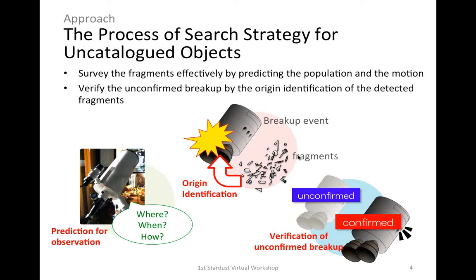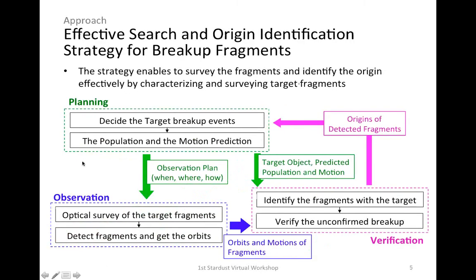Then, the process of the strategy is decided. First, survey fragments effectively by predicting the population and the motion of breakup fragments. Second, verify the unconfirmed breakup events by the origin identification of the detected fragments. Based on the above process, the effective search strategy and origin identification strategy for breakup fragments are proposed.